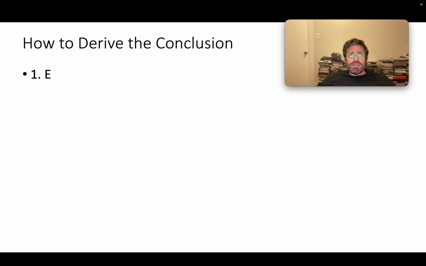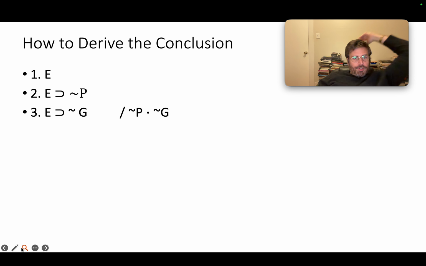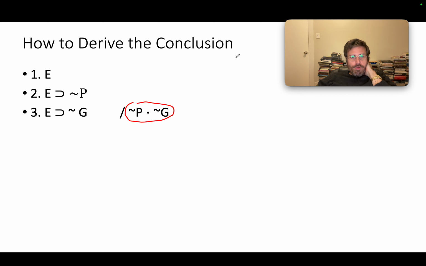All right, so how do we derive the conclusion? When we have our premises and our conclusion, what we are trying to do essentially is use the rules of implication to get over to this conclusion, both not P and not G. So we are kind of working with premises 1 through 3 as our stepping stones from which we are going to generate new lines that hopefully can take us to the conclusion, both not P and not G.